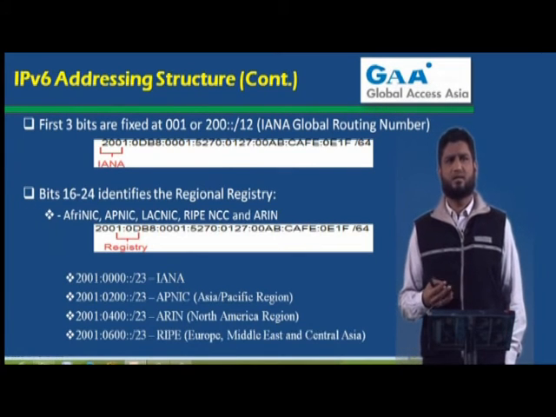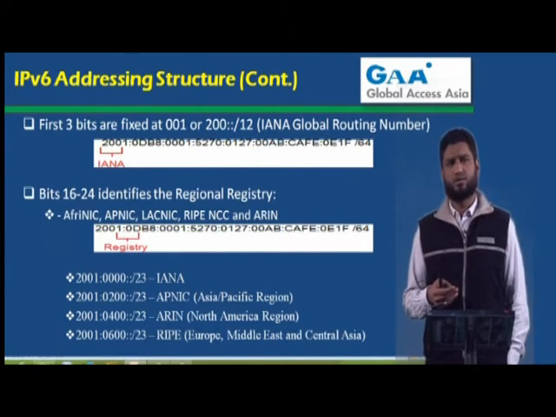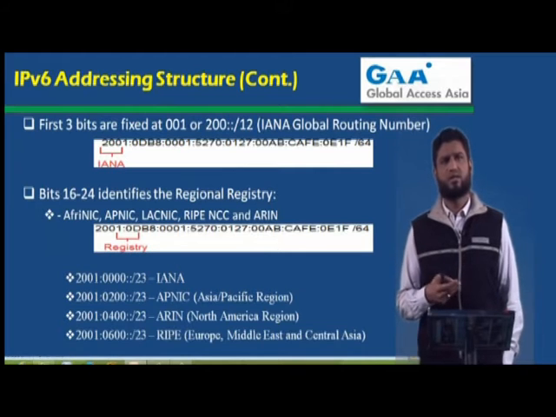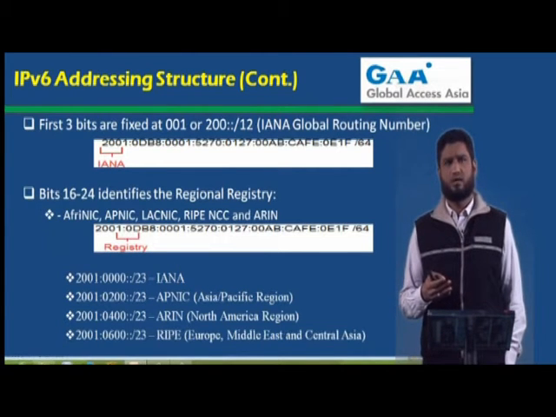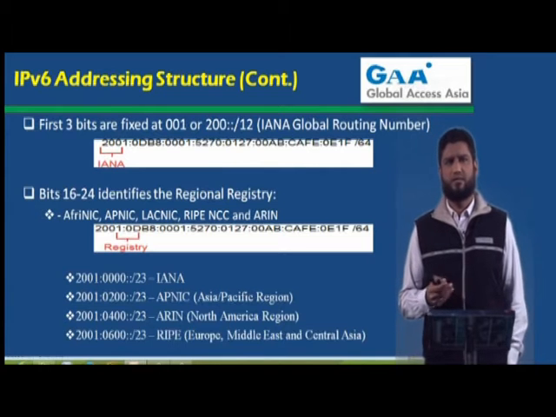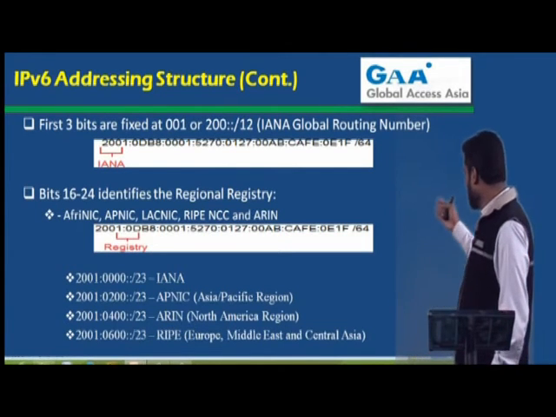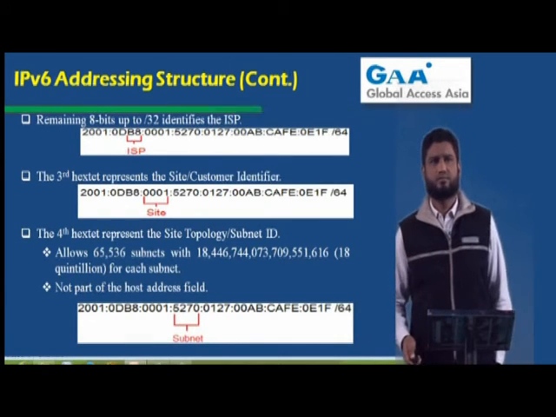That means 64 bits are in the network part. In the IP address structure here, you can also see the first 3 bits are fixed at 001, or 2000. We have to mention these 3 bits, and it is /12. Bits 16 to 24 identify the regional registry, such as AFRINIC, APNIC, LACNIC, RIPE NCC and ARIN. You can also see some formats given below.